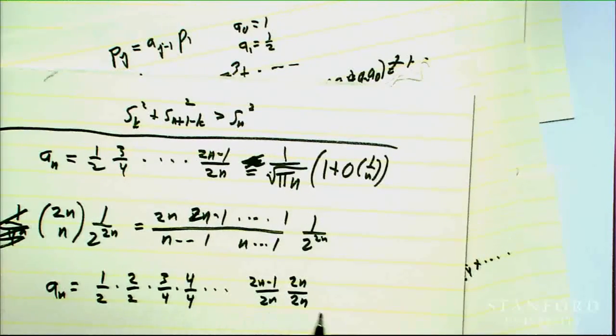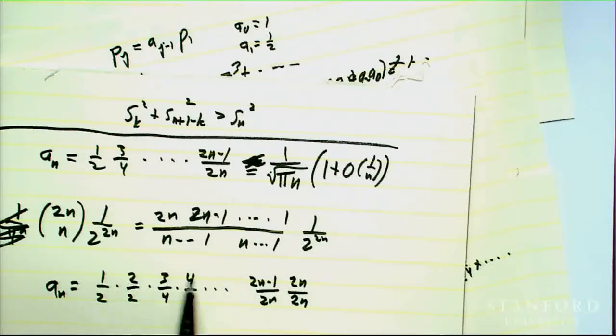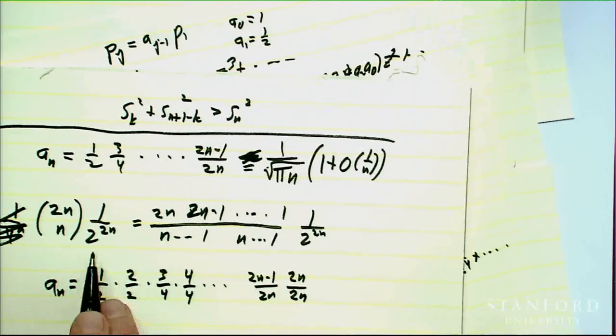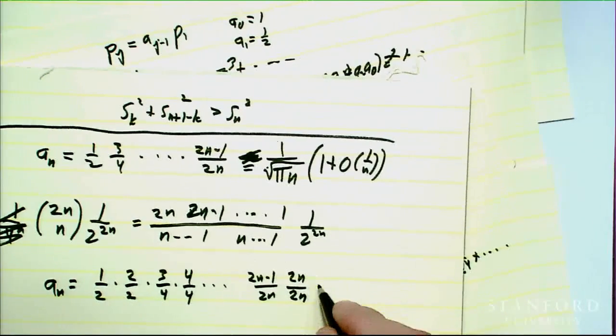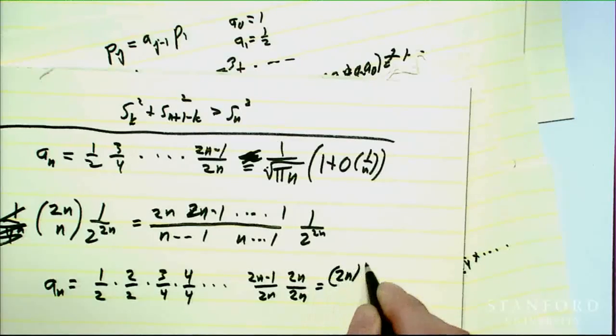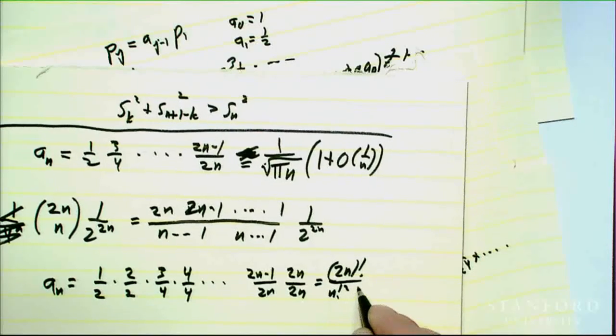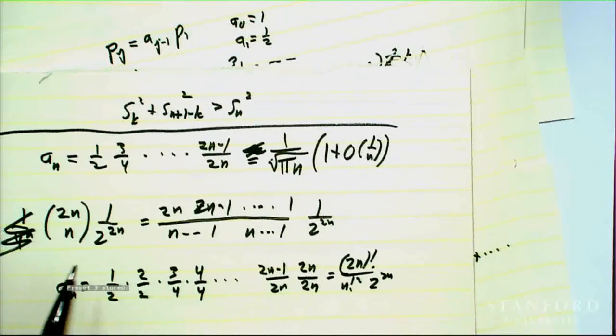We just multiply by 1 in here. But now what we've got in the numerator is 2n factorial, and in the denominator I've got n factorial squared times 2 to the 2n. So this is equal to 2n factorial over n factorial squared times 2 to the 2n. And so that's what a_n is.